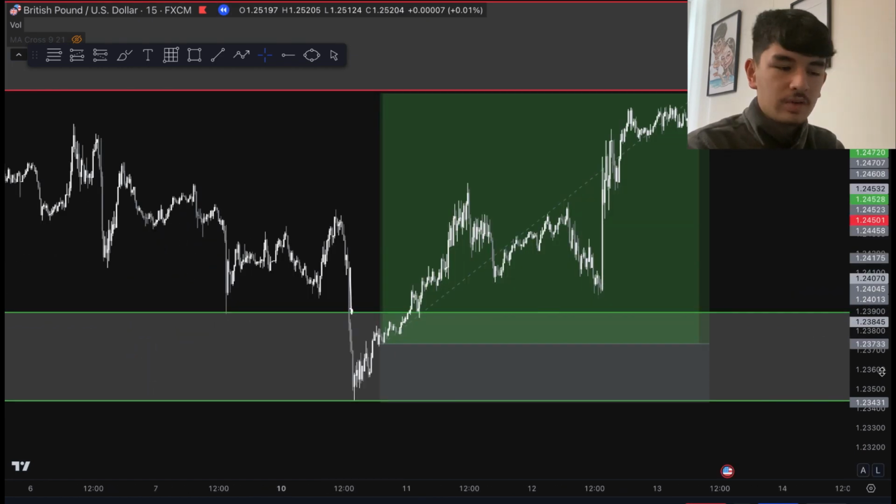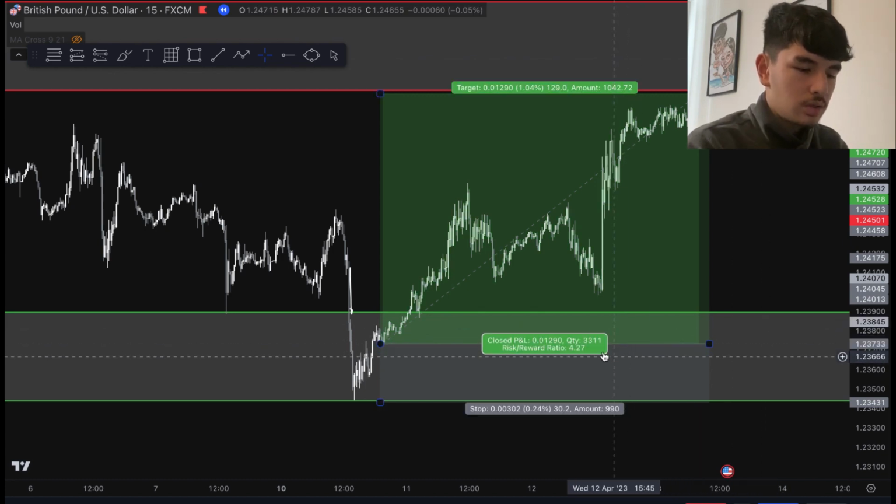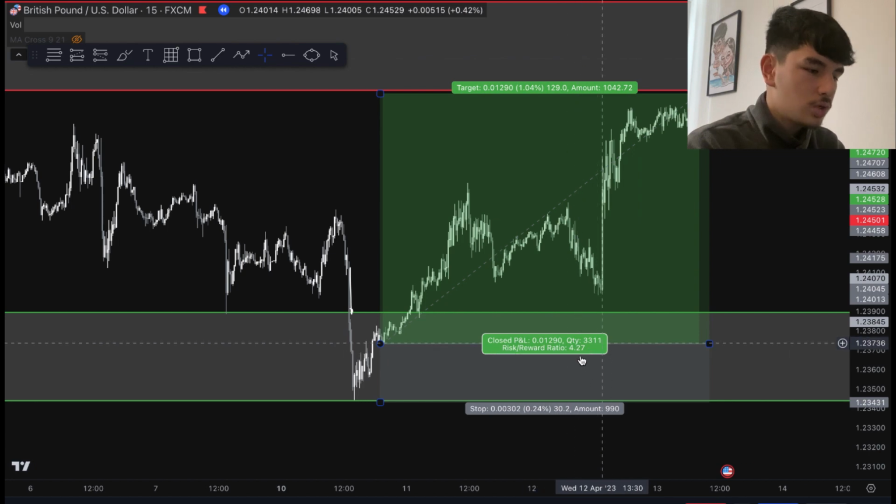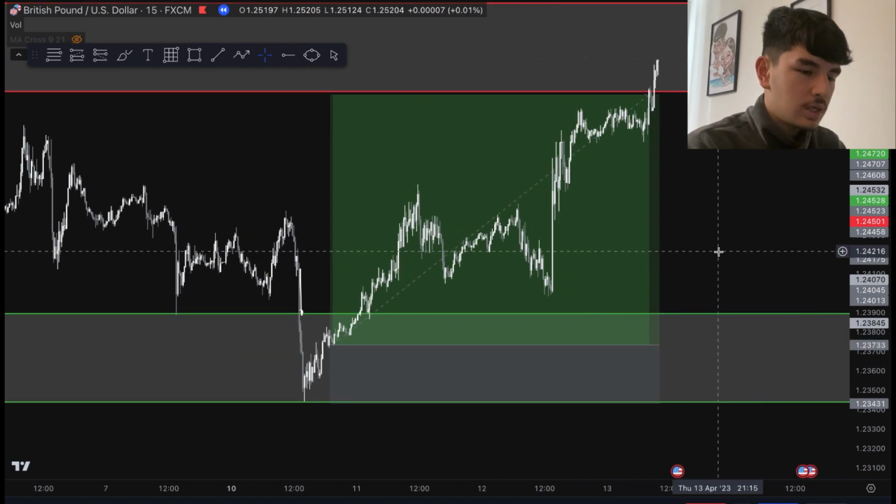And boom, there you have it. This is the first trade that we've placed together, and this is a risk to reward ratio of 1 to 4.2. We'll just call it 1 to 4 to make it nice and simple.